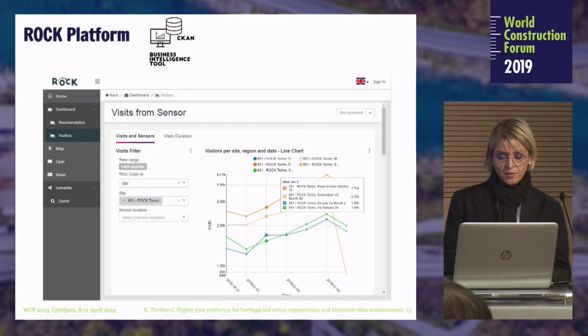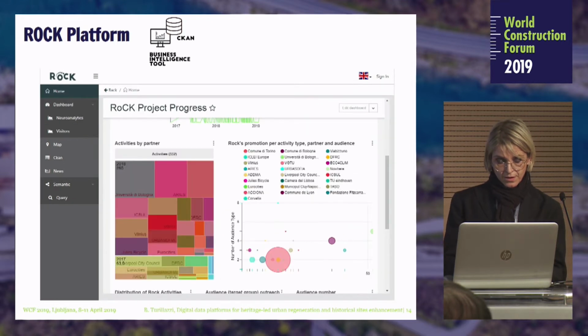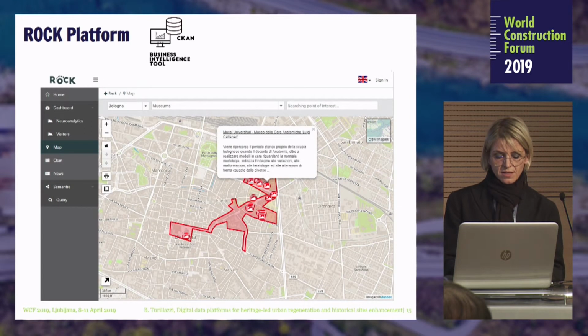This is an example from the business intelligence layer. It is the visualization of data from large crowd monitoring sensors that are made by data fusion research centers. This is another example from the business intelligence dashboard used for the monitoring of the project implementation. And this is the visualization of geodata within the ROCK platform.